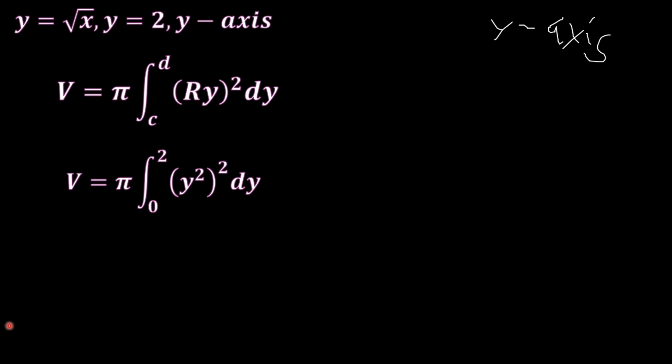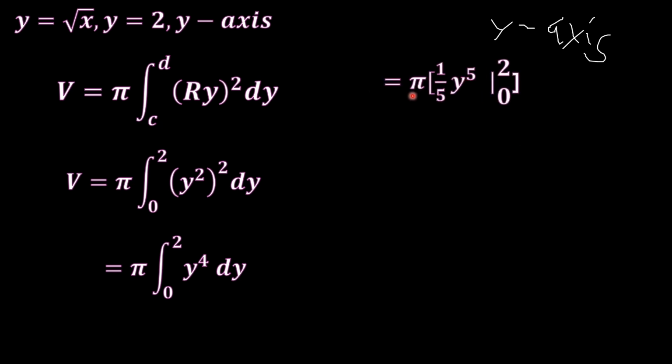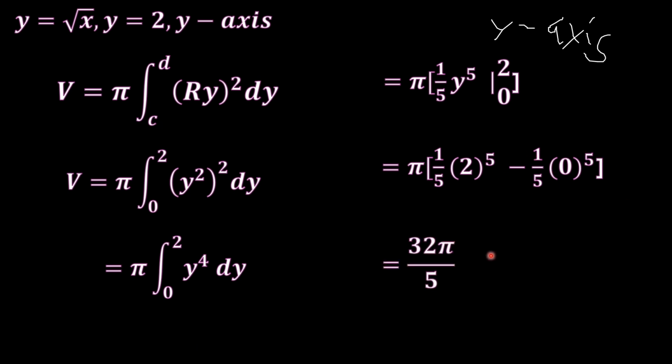Again, we're just going to be solving this. So we're going to be getting y raised to the 4th power, and we're going to be finding the integral of y raised to the 4th power, which is just going to be 1/5 times y raised to the 5th power. And we will be inputting the limits in that. So you get 2 raised to the 5 times 1/5 minus 0 raised to the 5th. So this is just automatically 0. So 2 raised to the 5th power is 32. And our final answer would be 32 pi over 5. So that's going to be the volume of this bound revolving around the y-axis.